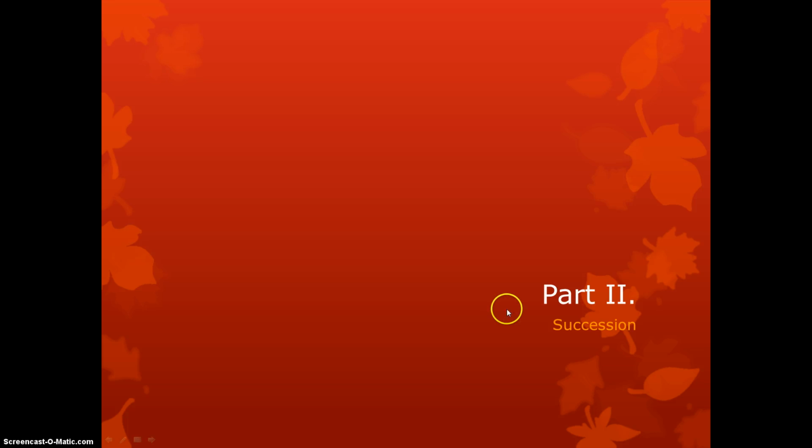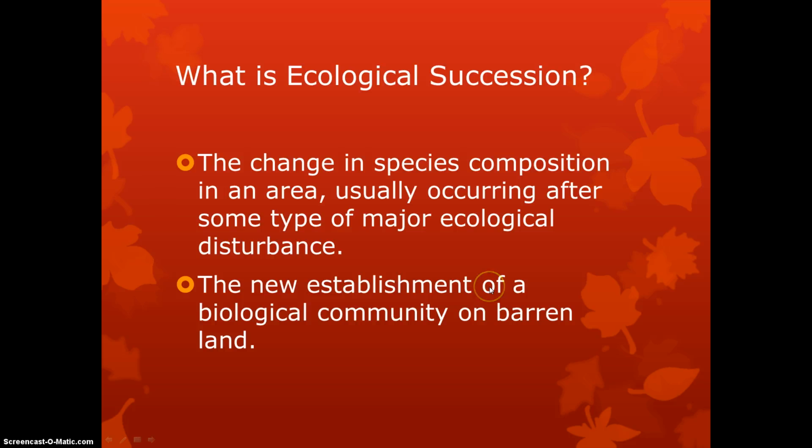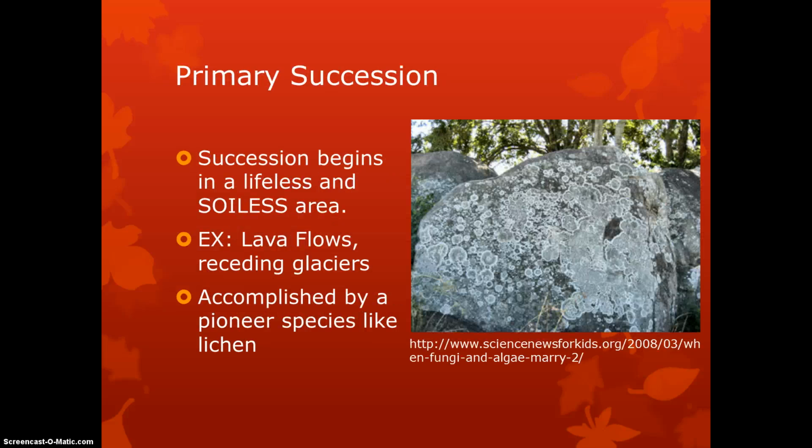Part 2 today is going to be on succession. Succession is the change in species composition in an area that usually occurs after some type of major disturbance. Could be a forest fire, a lava flow, or a major flood. It also refers to the new establishment of a community on previously barren land, areas that didn't have anything growing.